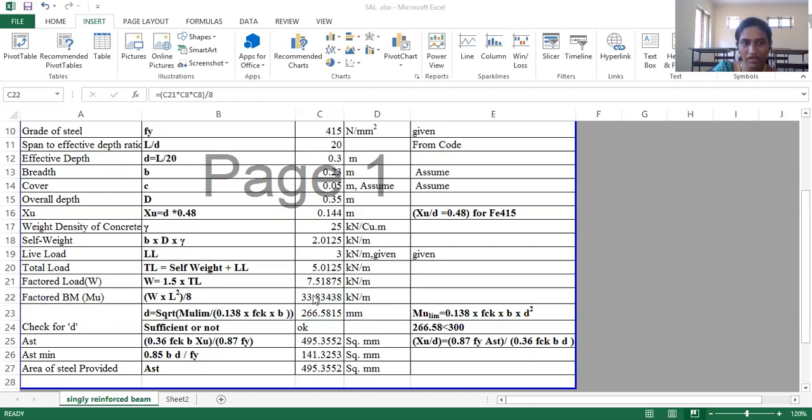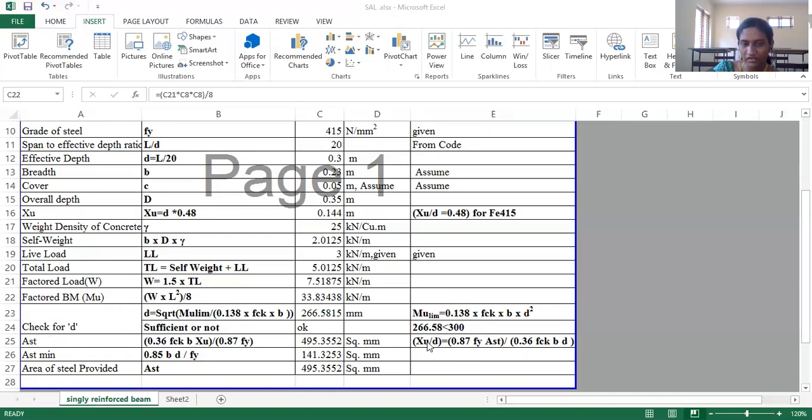That is the depth which is required to take up this magnitude of moment. So what is the actual depth we have given? The actual depth given is 300, but actually we want 266. The depth provided is more than the required, so it is safe. So the check is safe.